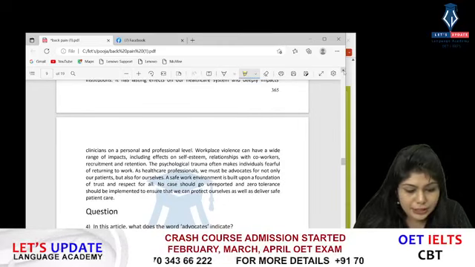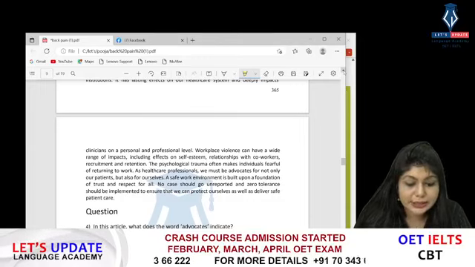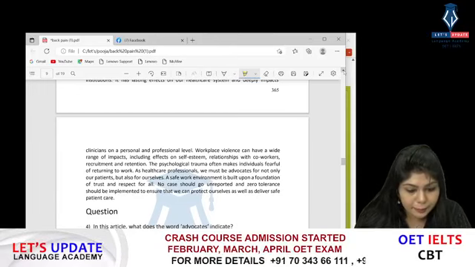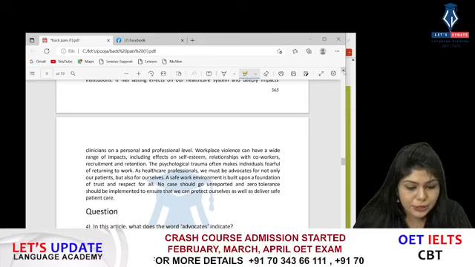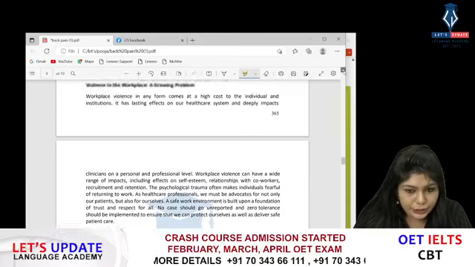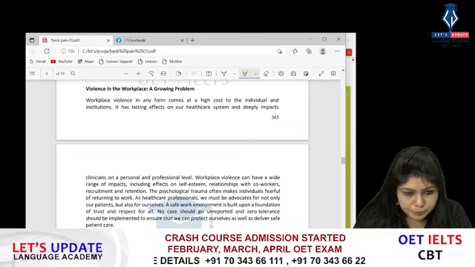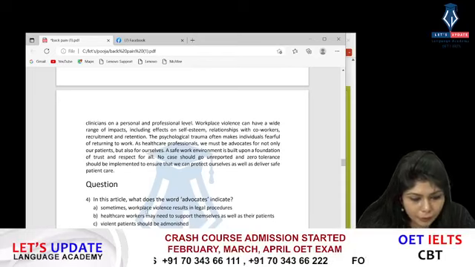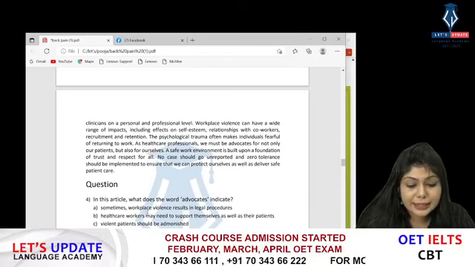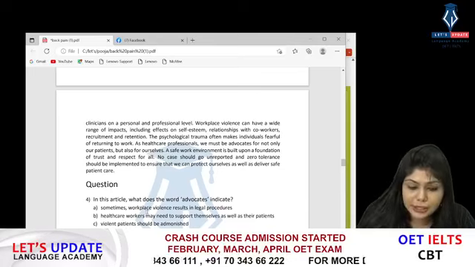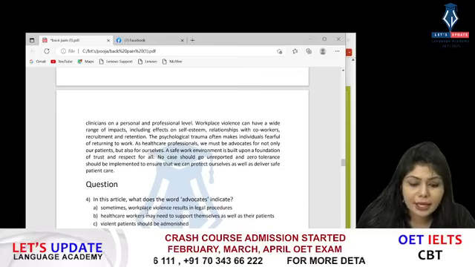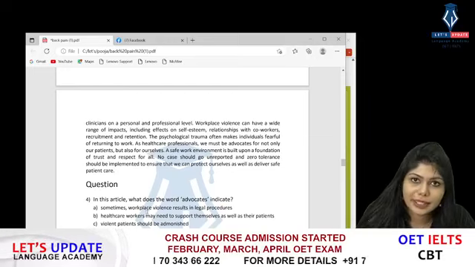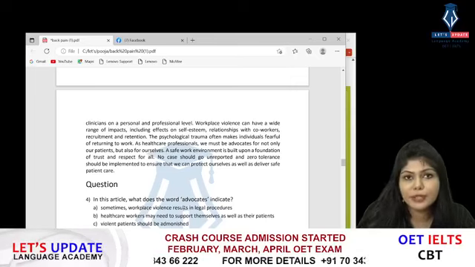Okay, and the options are: A, sometimes workplace violence results in legal procedures. B, healthcare workers may need to support themselves as well as their patients. Option C, violent patients should be admonished. So these are the three options. Over here, option A, sometimes workplace violence results in legal procedures. That is something that is not mentioned. Yes, they are talking about workplace violence, but they have not mentioned that it may result in legal procedures. It's not mentioned in the text, because of which we have to eliminate A.